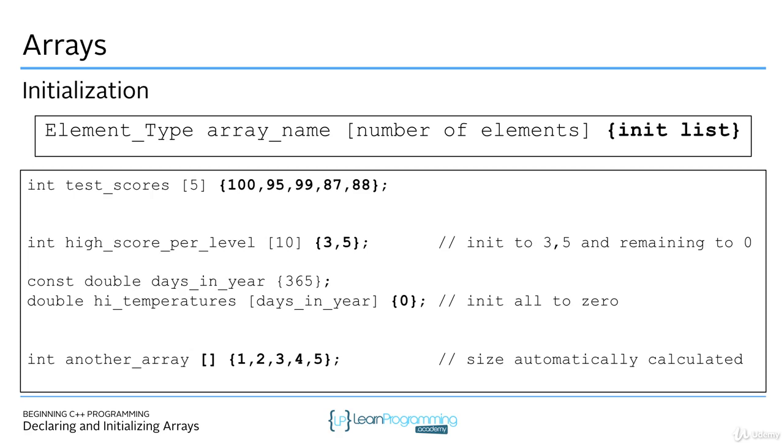In the third example, all of the elements of the array high temperatures are initialized to 0. This is a very handy initializer that's used very often. The final example is a little bit different.